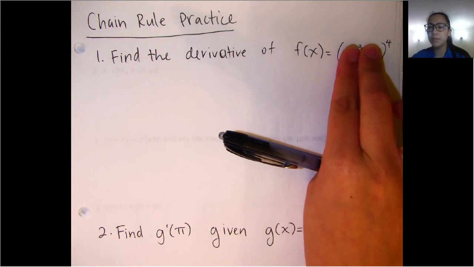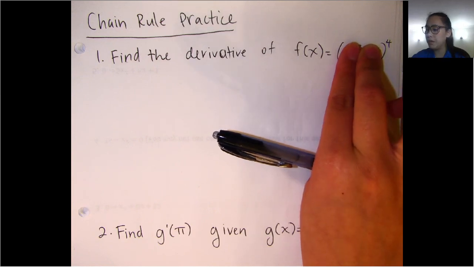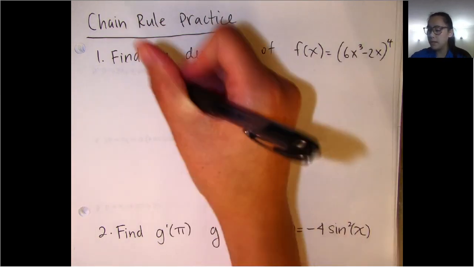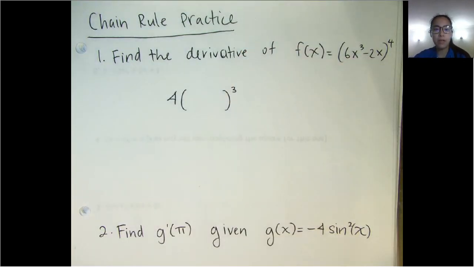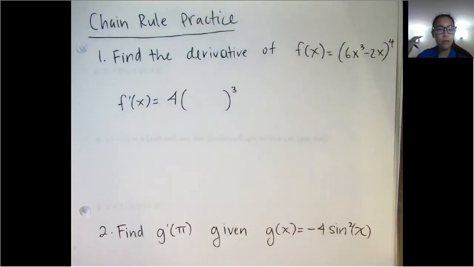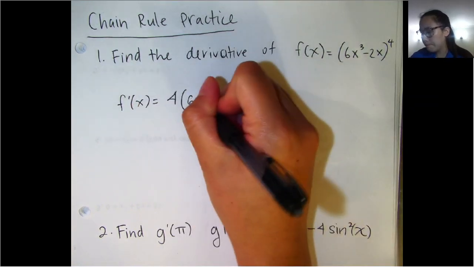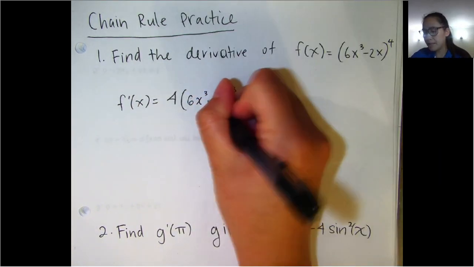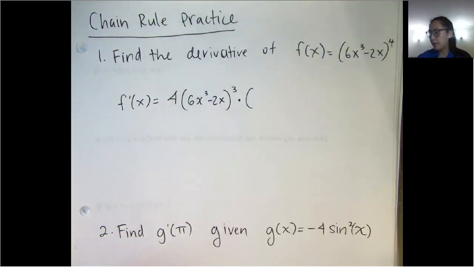And so we have something to the fourth power. If you take the derivative of something to the fourth power, that's going to be 4 times that something to the third power. As you know from the chain rule, we're going to keep the inside the same. So you leave the 6x cubed minus 2x the same. And then we're going to multiply by the derivative of the inside.